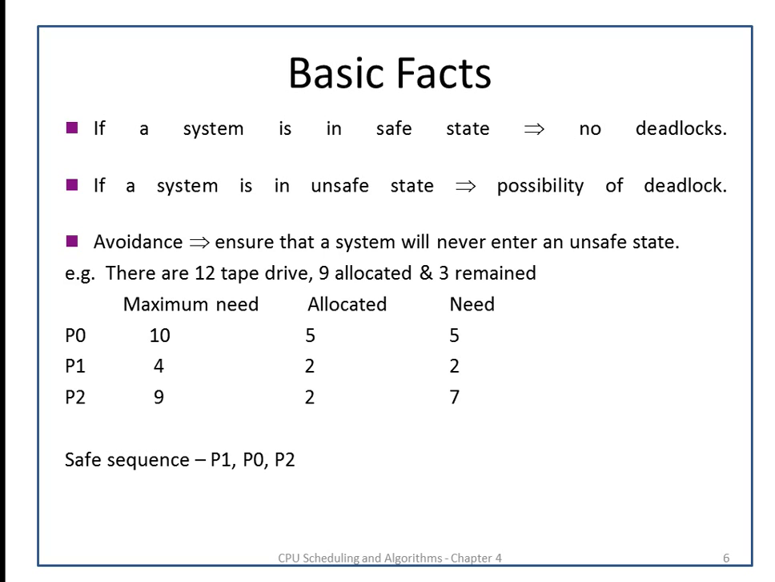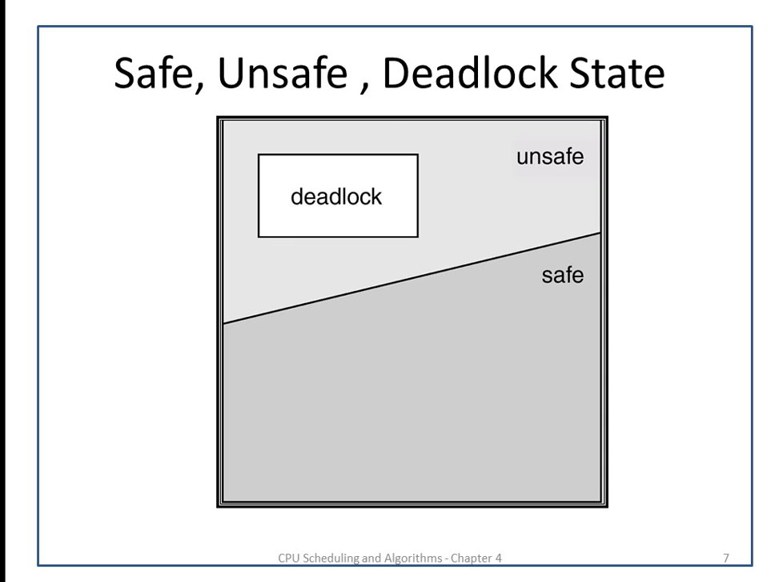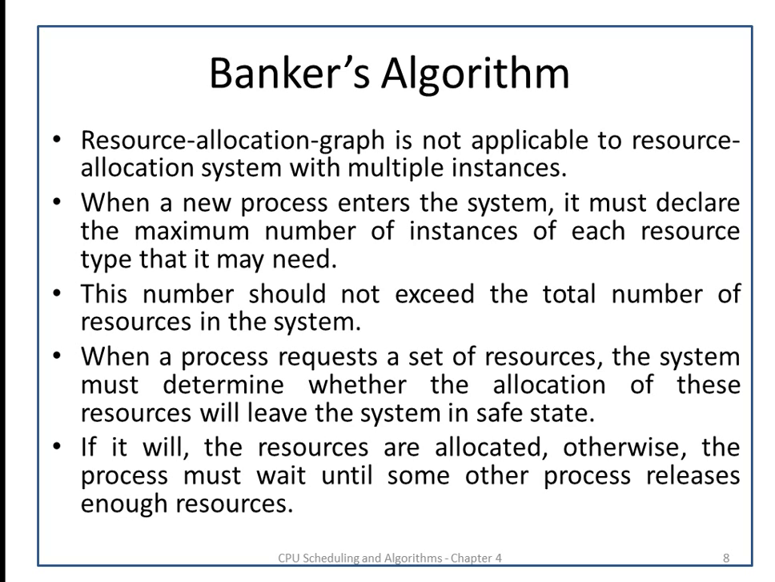We can avoid deadlock by ensuring that the system will never enter an unsafe state. This is the diagram that we can use to represent the safe and unsafe states. If we are in an unsafe state, then there is the possibility of deadlock. Now we will see what the deadlock avoidance algorithm is. One algorithm given for deadlock avoidance is the Banker's algorithm.